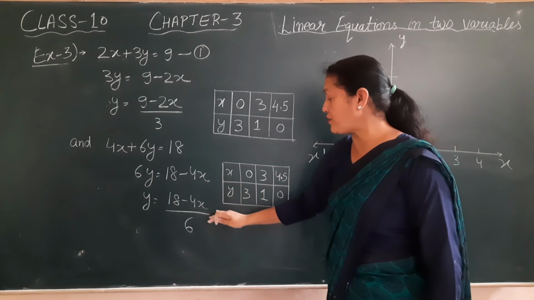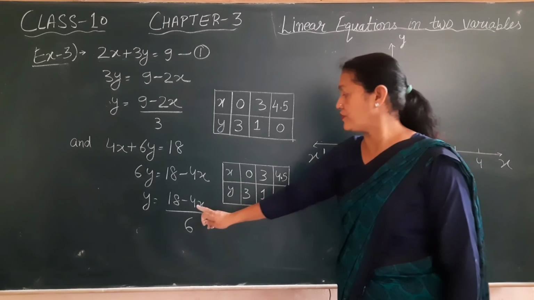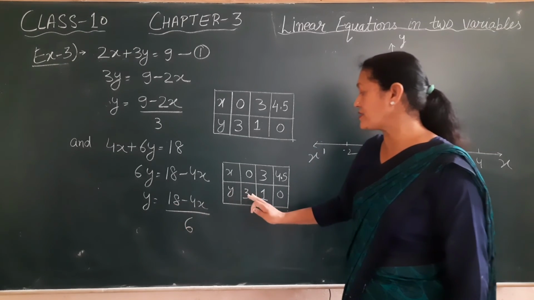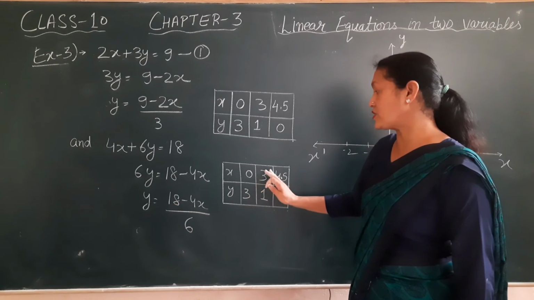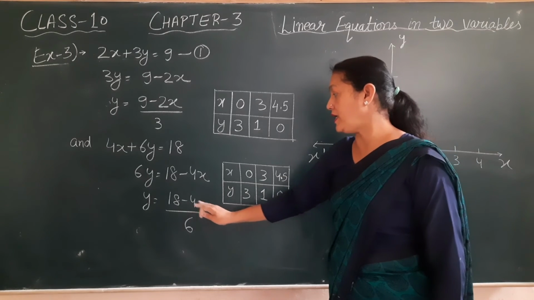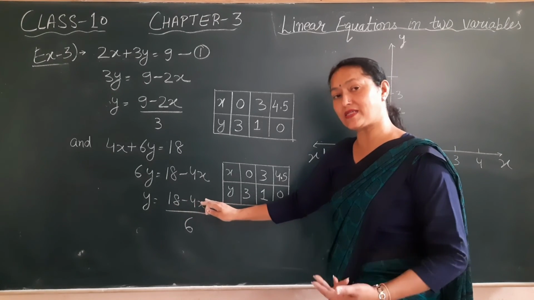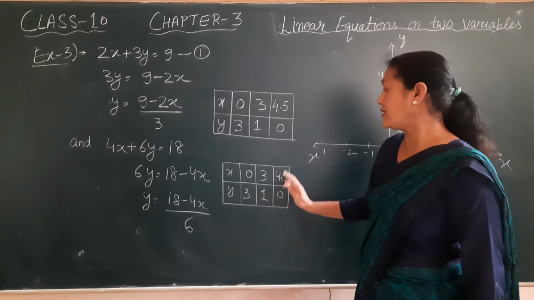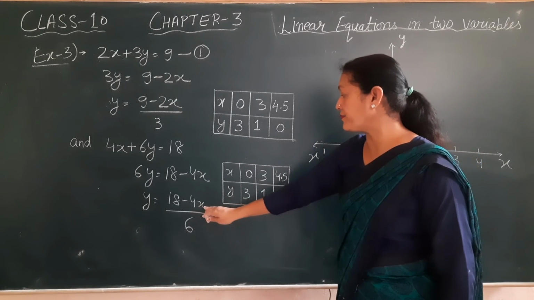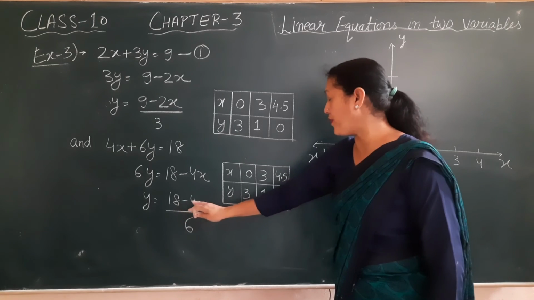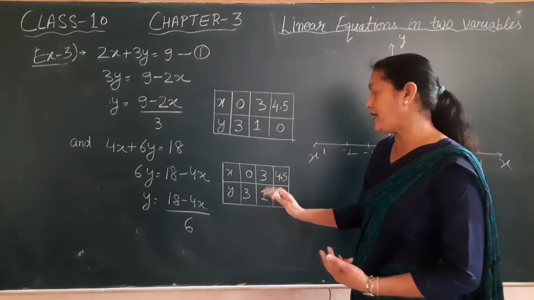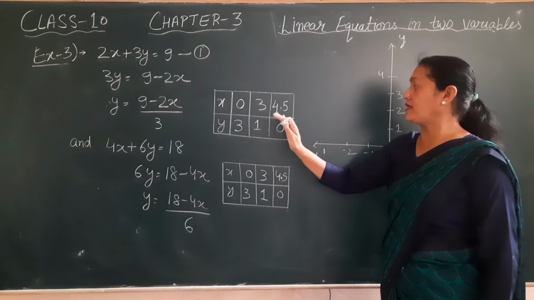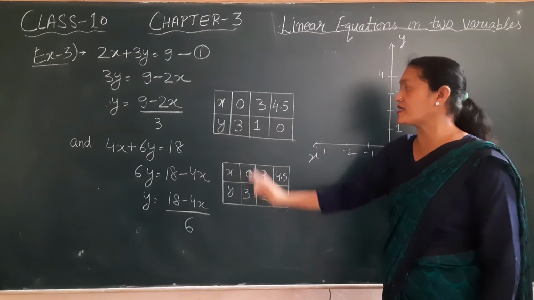Same way in the second equation, when I have taken x as 0, 4 into 0 is 0, we got 18 upon 6, which is 3. x 3, 4 threes are 12, 18 minus 12 is 6, 6 upon 6 is 1. Then x 4.5, 4 into 4.5 is 18, 18 minus 18 is 0. So we got y as 0. If you check, in both the cases solutions are same.